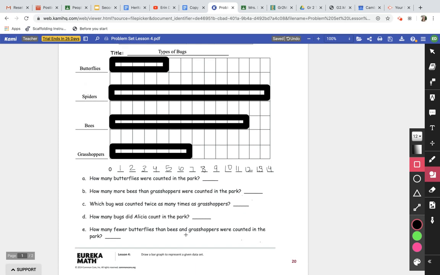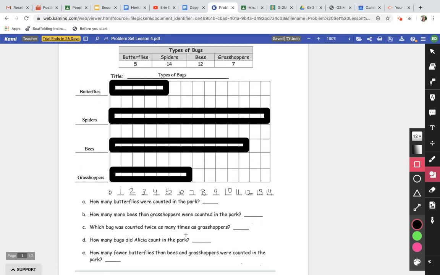Okay, next it's asking how many butterflies were counted at the park. Well, this is not asking us to do any math, so I could just look at my chart and say there are 5 butterflies that were counted at the park. So I'm going to write a 5 right there. Not the neatest 5, sorry.